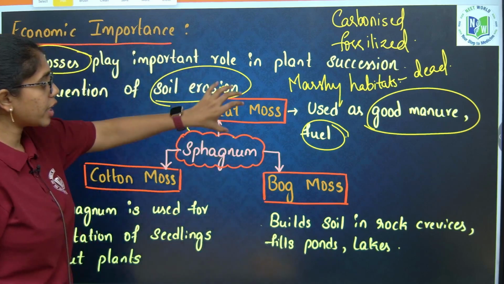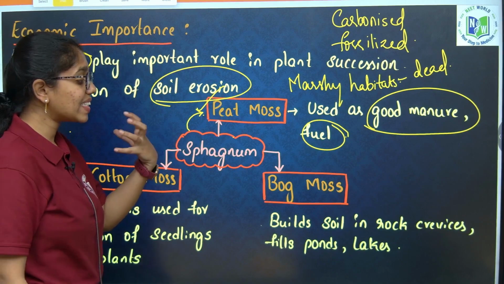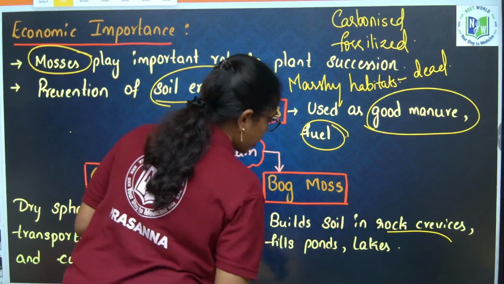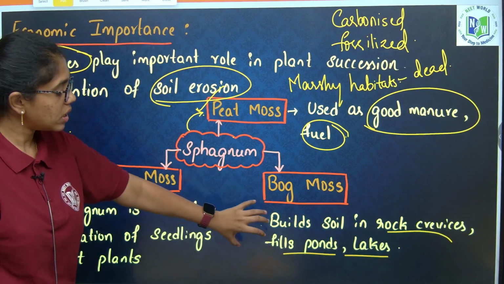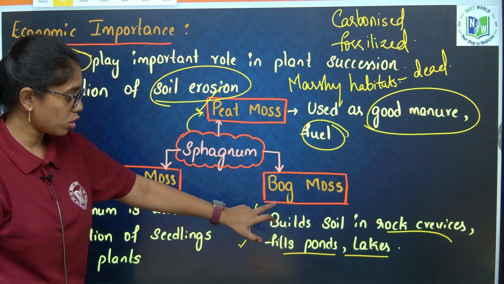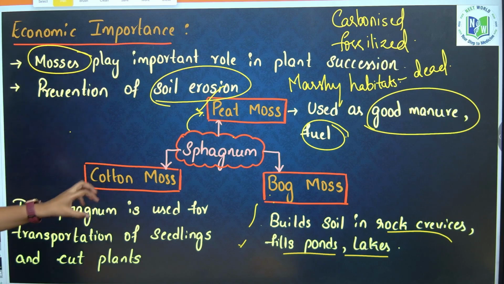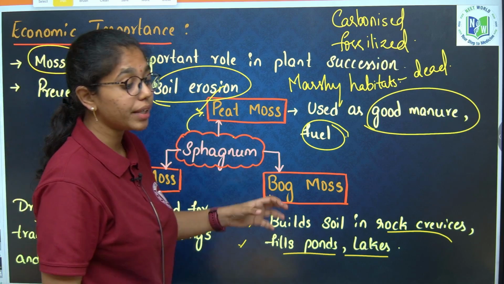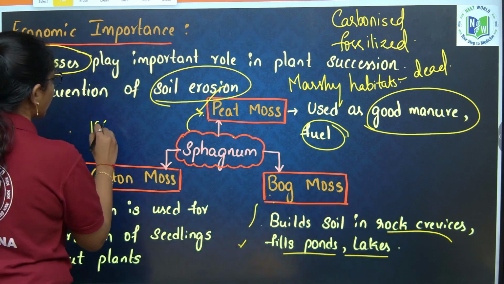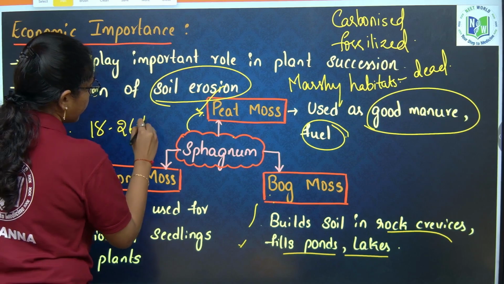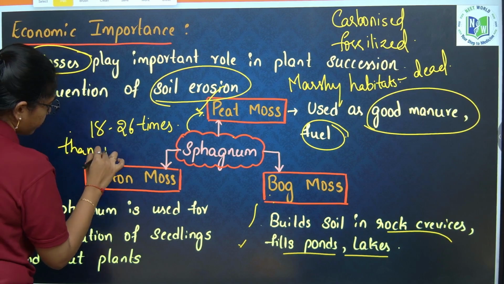It is also called bog moss as it can build the soil in rock crevices and fill ponds and lakes. As this activity is done, it is also called bog moss. It is also called cotton moss because Sphagnum has the ability to absorb water 18 to 26 times its weight.